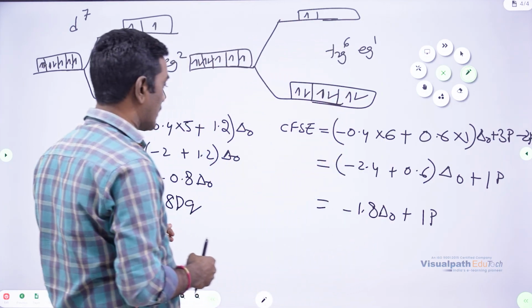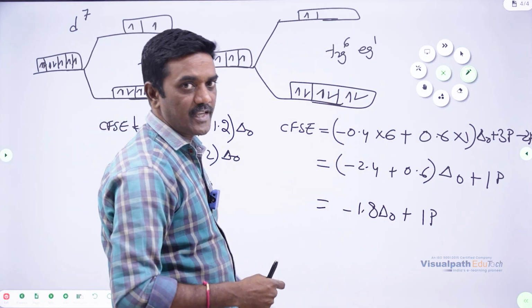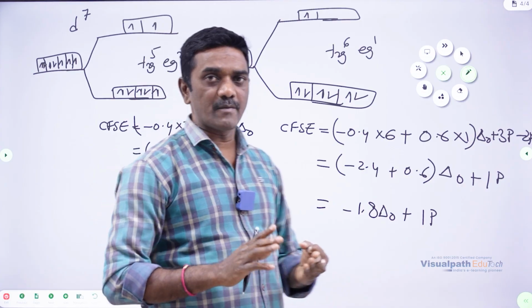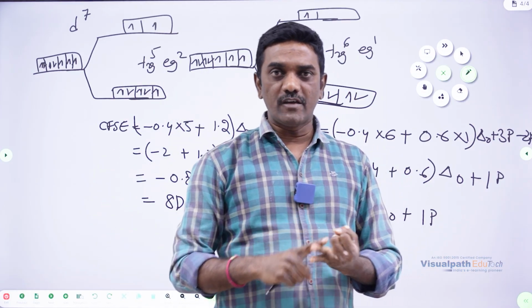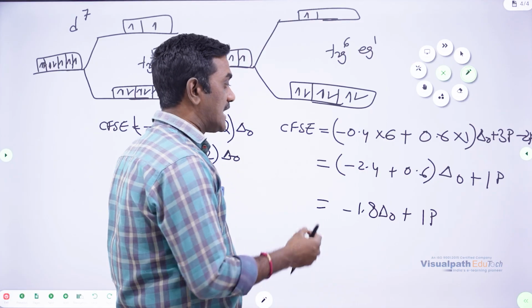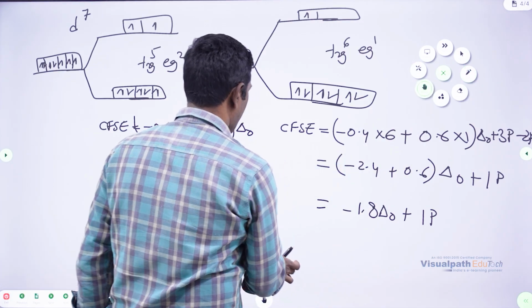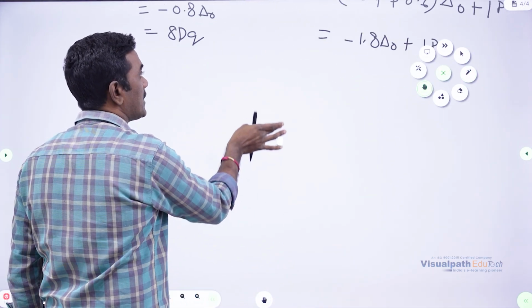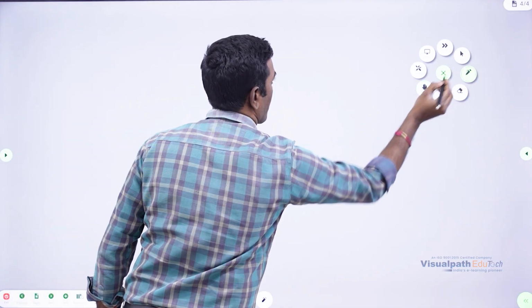This is the calculation of CFSE for d7. If you look at d7 carefully, it is going to be different. Only d1, d2, d3 came the same. From d4, d5, d6, d7 came different. Now we are going to see d8 also for low spin and high spin complexes.